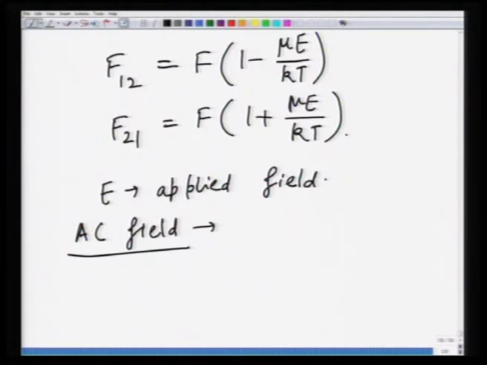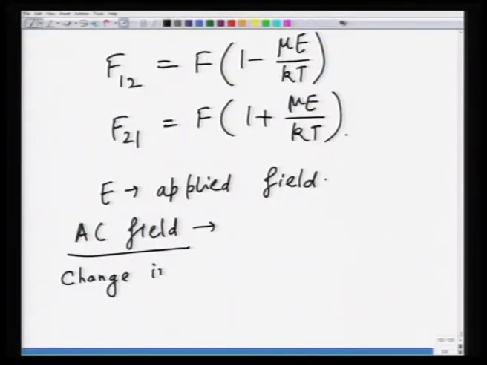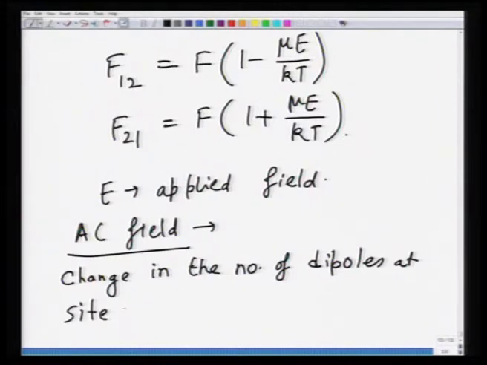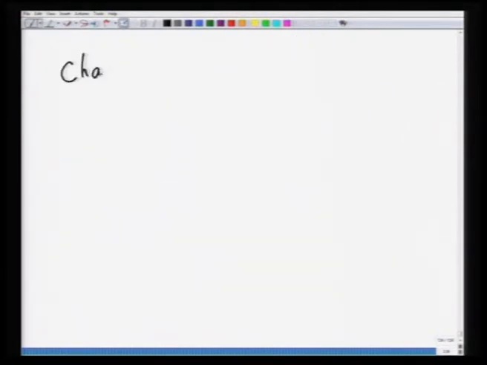So when this kind of situation happens, when the probability of movement in one direction is different from the other direction, in that case there is a net change in the number of charges or dipoles at any given site. So let us say we are interested in calculating the change in the number of dipoles at site 1. So what is this equal to?